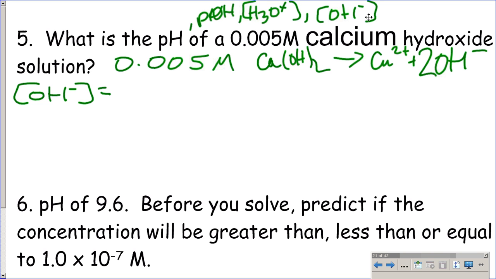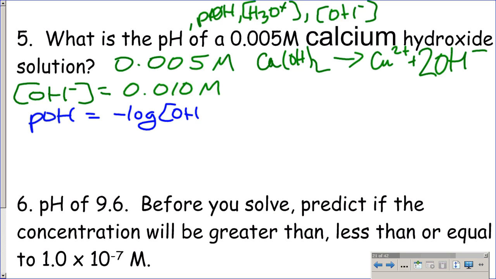Double it, don't square it. 0.01. Now we got all kinds of mathematical functions up in here. Okay, so there's our true concentration of hydroxide. Now, what do you want to find? pOH. pOH is the negative log of the concentration of hydroxide, okay? So that should be 2. Somebody plug that in.